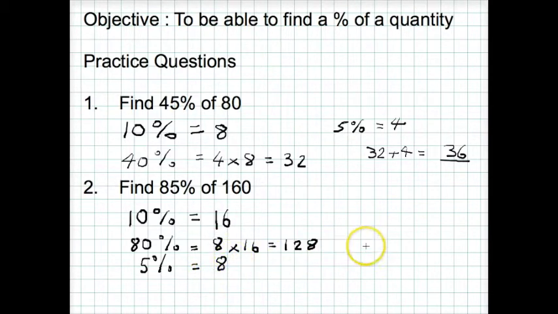So to get my final answer, to find 85%, I need to do 128, and I need to add that to the 8, which gives me my answer of 136.